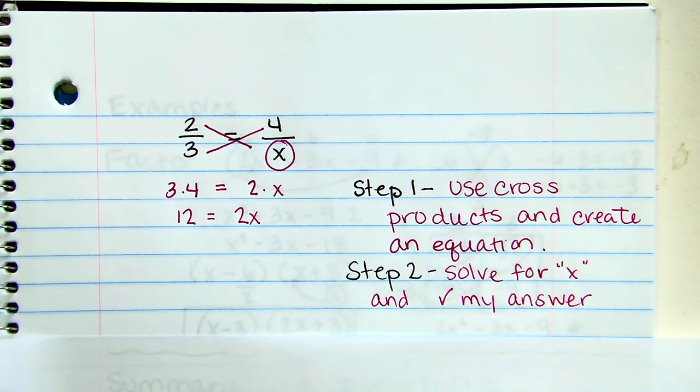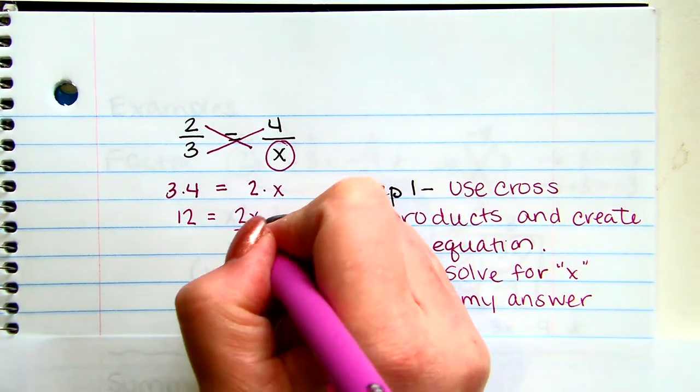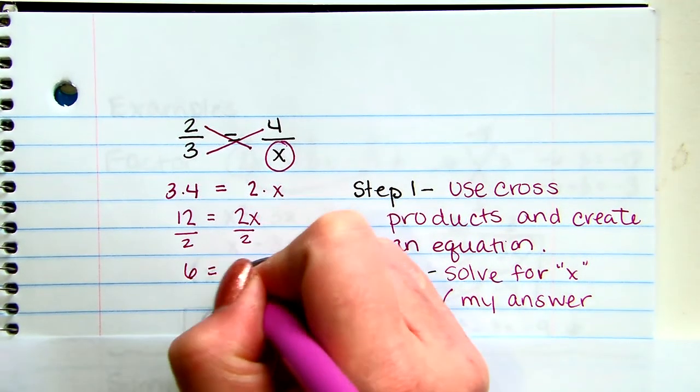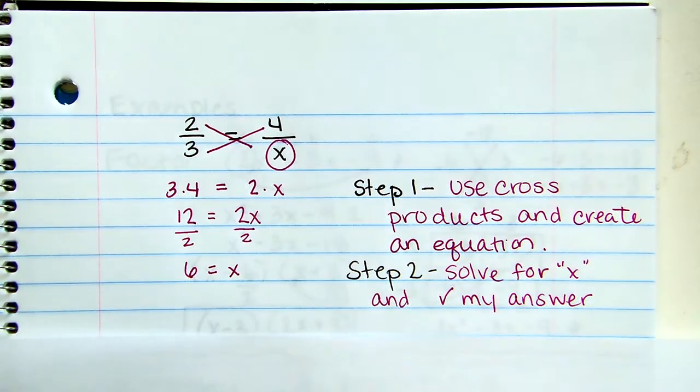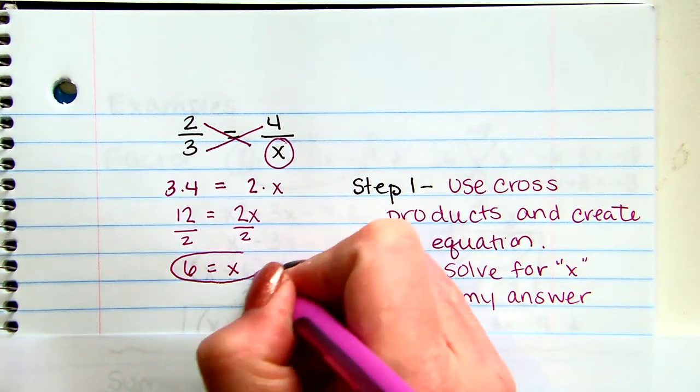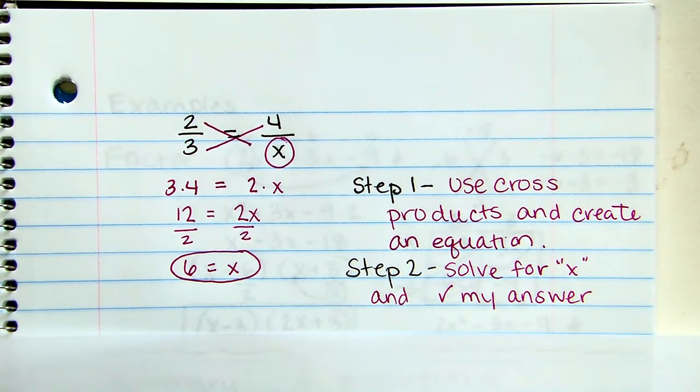So I'm going to divide by 2 on both sides, leaving me with 6 is equal to x. Now, I'm going to circle my answer, and now I need to check it.